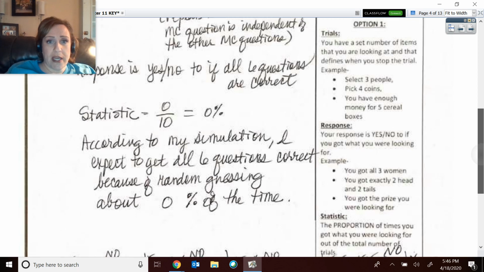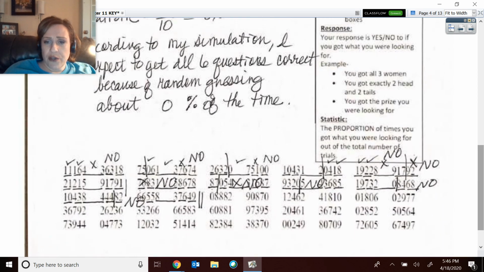Next, I run the simulation. So here's how my simulation looked. I had done 10 trials. It went pretty quickly because once I got, this was 11 and this was 16 and then 43 was a wrong answer. Once I got a wrong answer, I stopped and I wrote the word no. I went through 6 questions. It turned out that none of the 10 trials had all 6 questions correct.